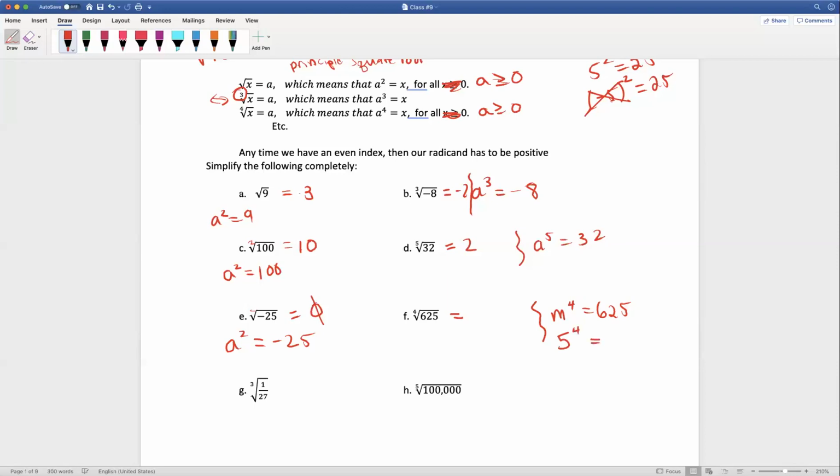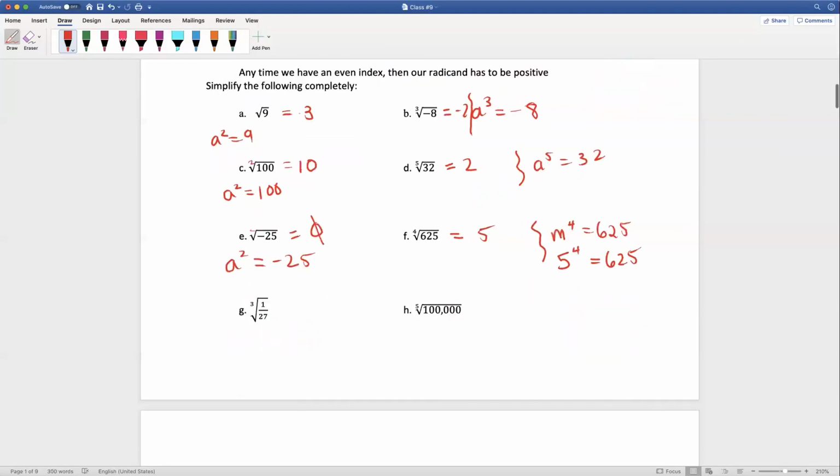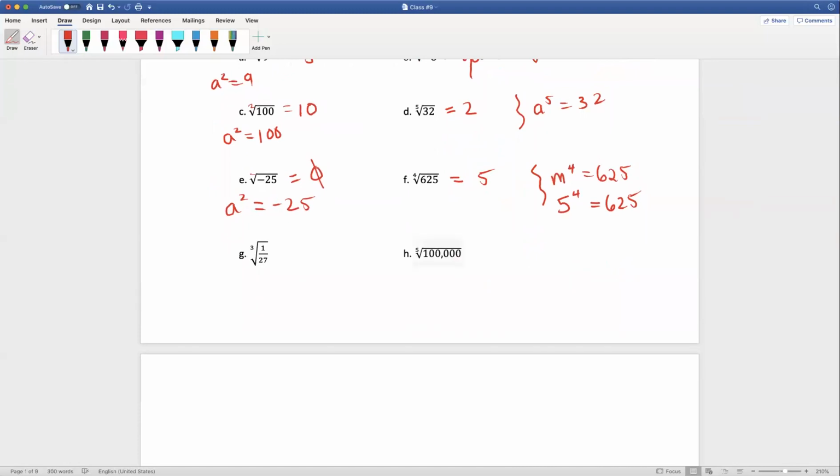5 times 5 is 25. 25 times 5 is 125. 125 times 5 is 625. So the 4th root of 625 is the same thing as saying 5. Take a minute, see if you can do these last two examples. So just pause the video right here, see what you can do about the cube root of 1 over 27, and then the fifth root of 100,000.